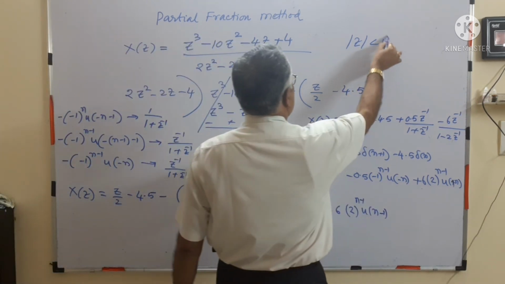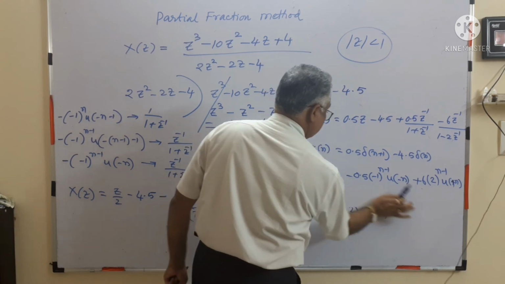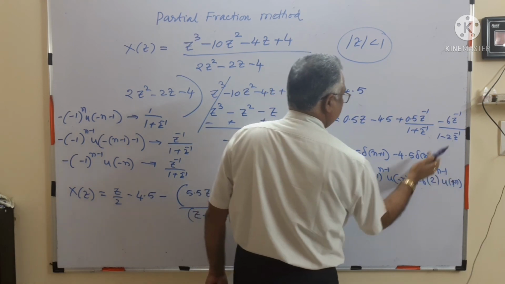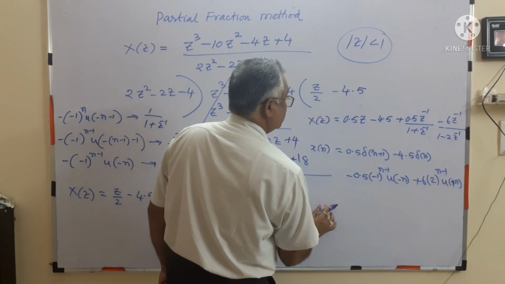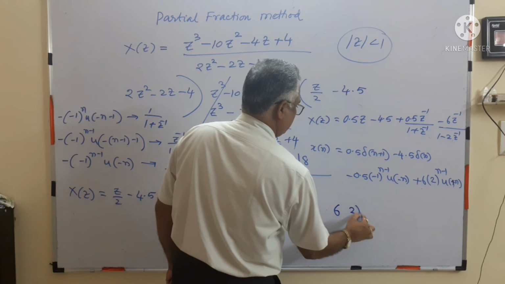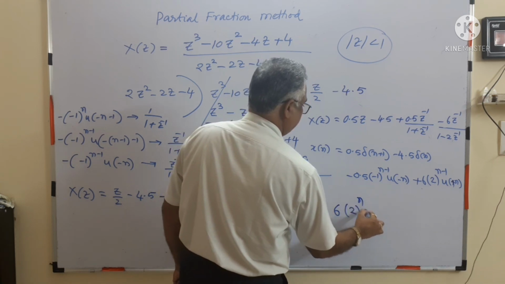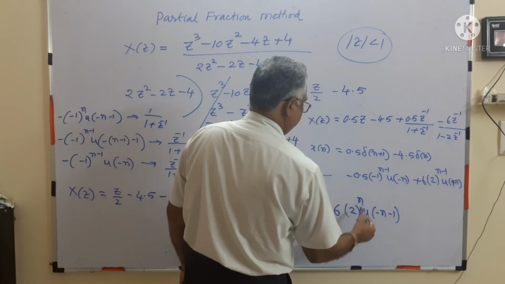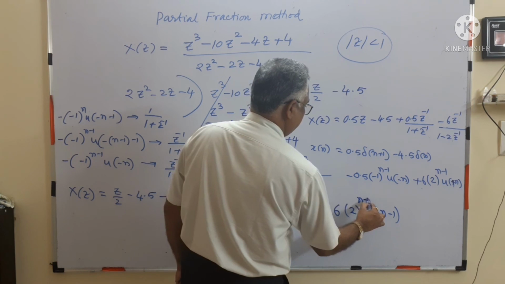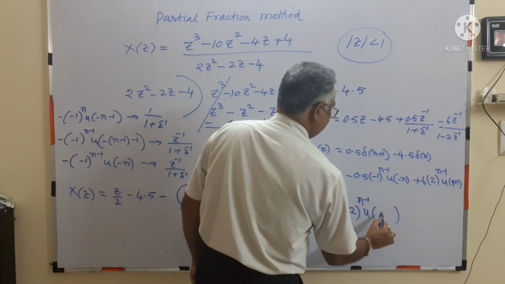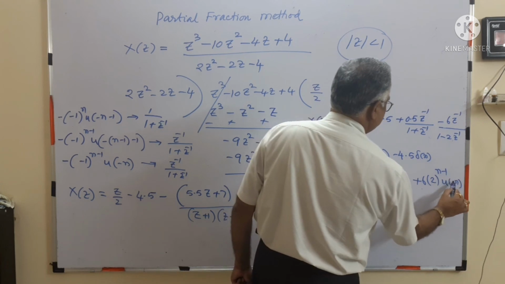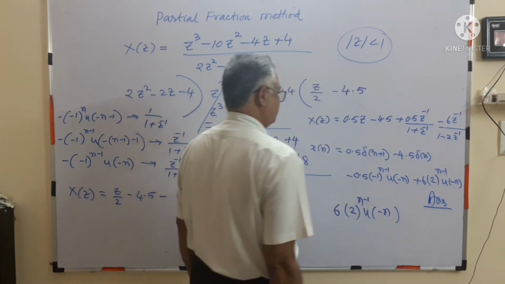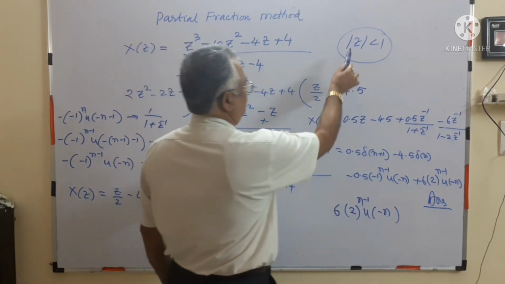So here mod z less than 1. Because mod z is less than 1, this will be 6 into 2 power n u of minus n minus 1. So in place of n you write n minus 1. This will be n minus 1, and this will become minus n. So this answer is u of minus n. This is the answer. So depending on ROC you have to write.